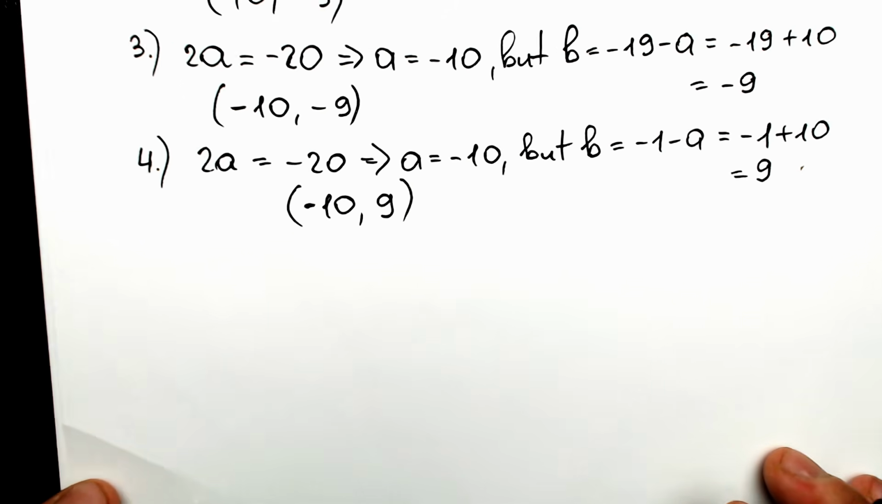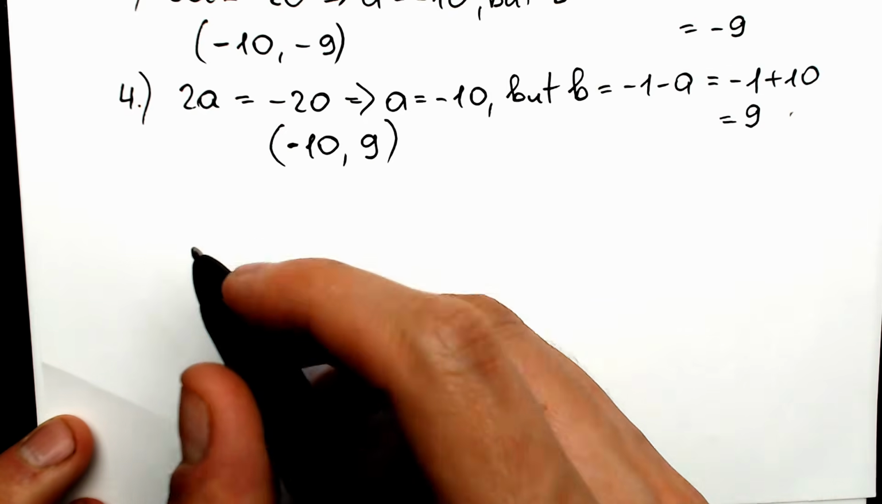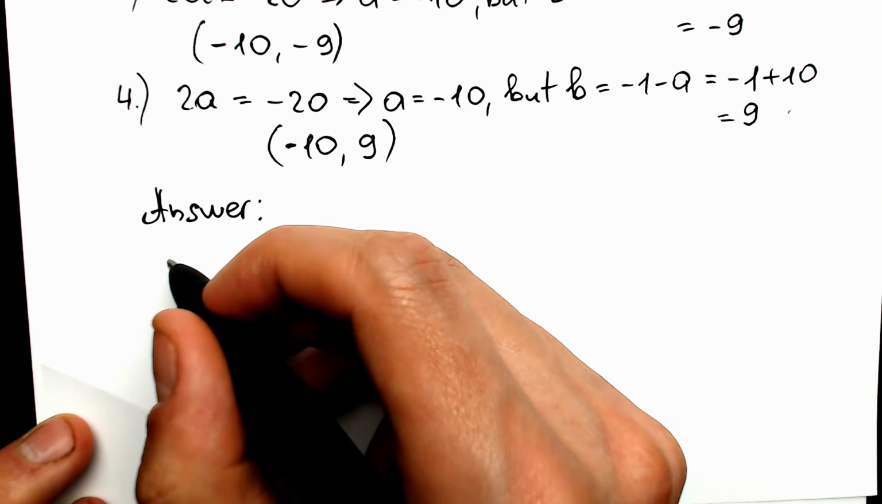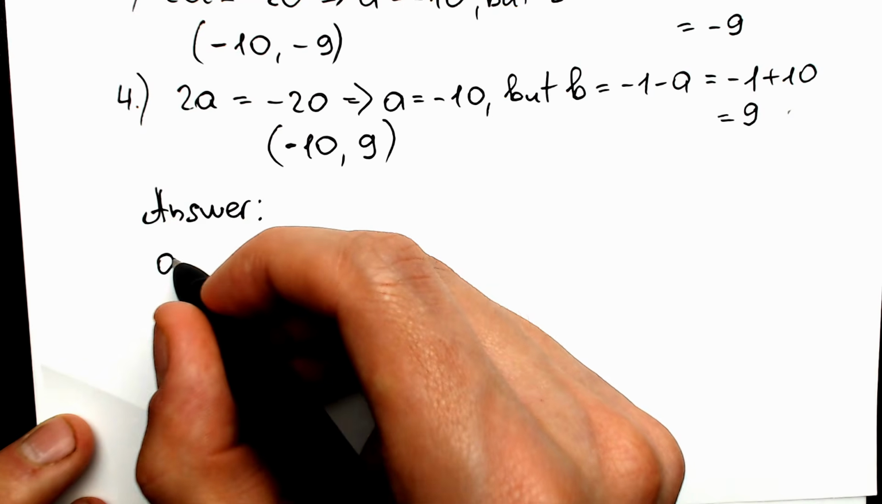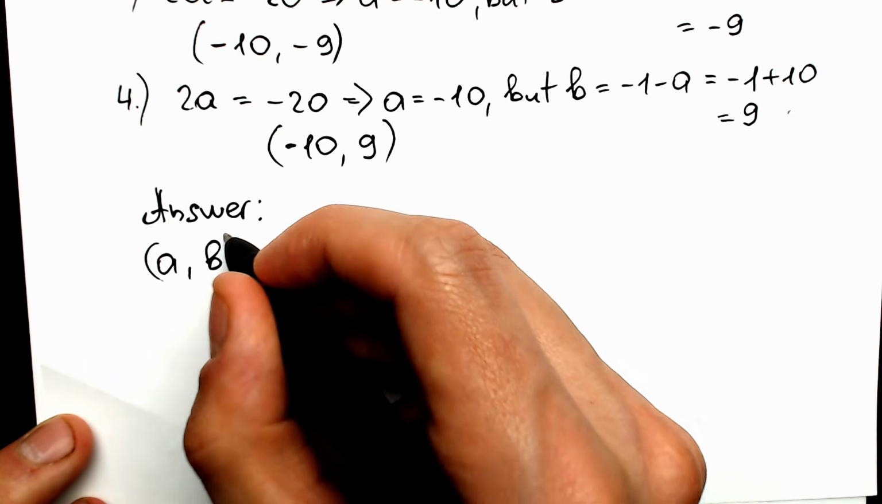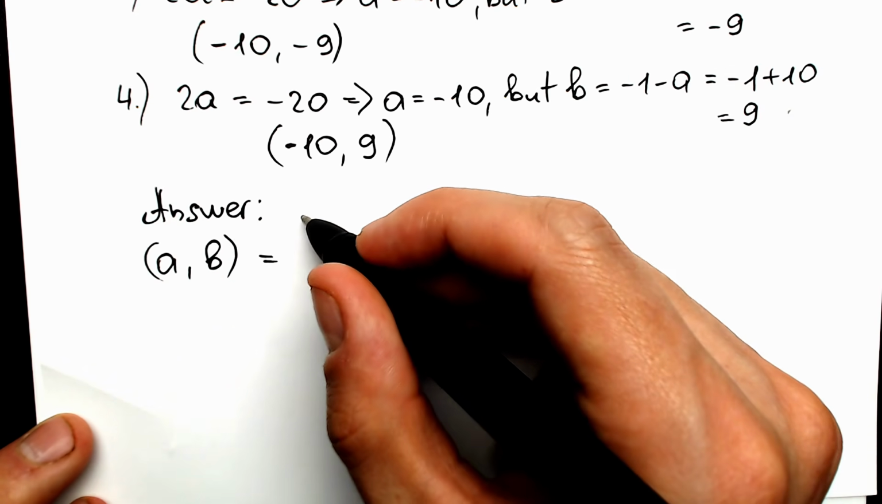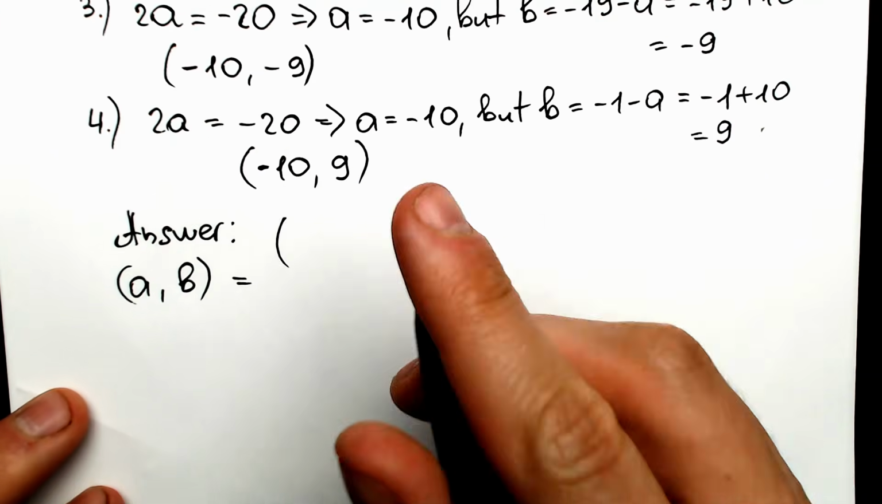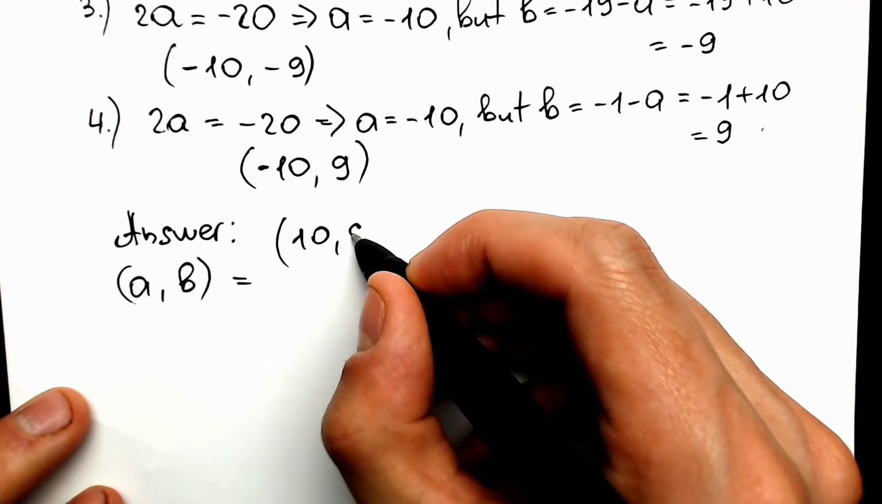Let's see if these roots are good or not good. So our answer, we have 4 pairs. We have a and b in our question. A and b, we have pair equal to. So the first pair, we have 10 and 9.